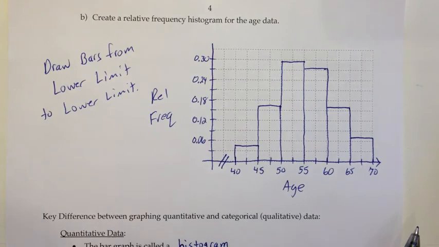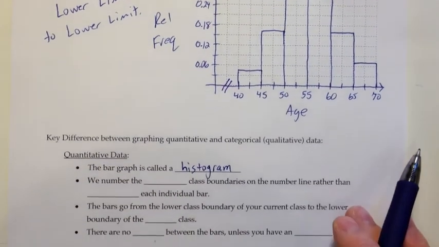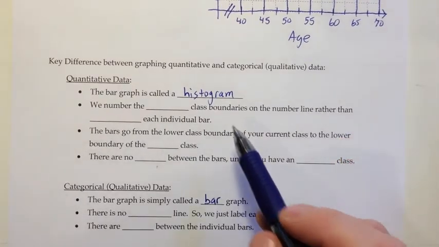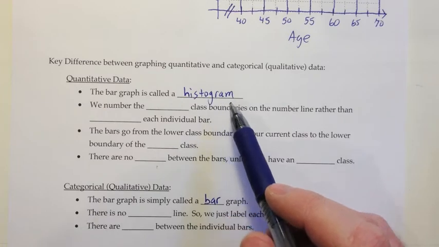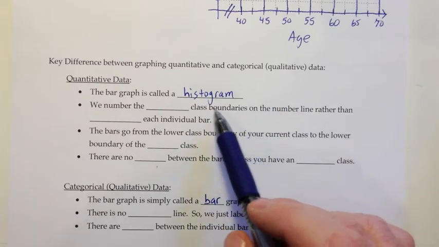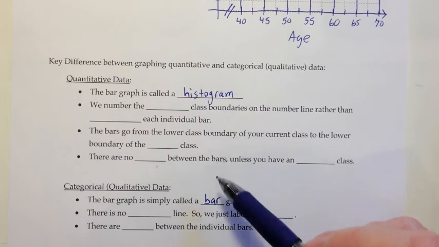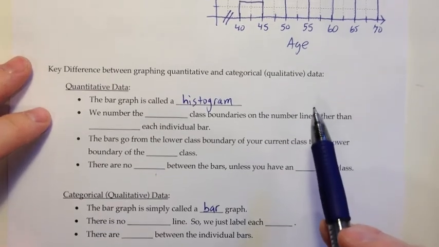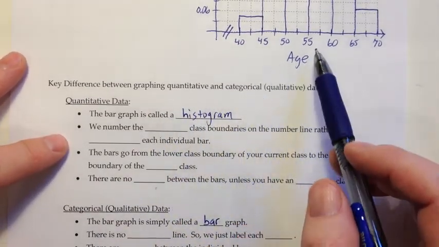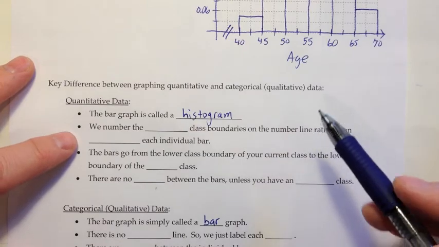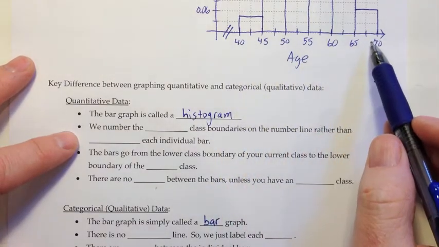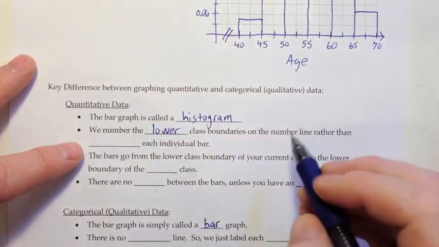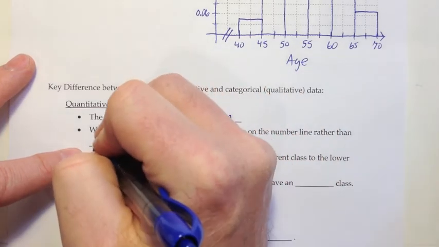And it's kind of important to know that, because when you move on to statistics and you start using statistical software to draw these graphs for you, you'll see that if you ask for a histogram but all of your data is categorical, it won't show any columns because it'll be looking for numerical ones. So it's important to know the names: histogram for quantitative and bar graph for categorical. So now let's go ahead and finish off some of the notes about the quantitative type, like for the ages of the president. So when we draw our number line here, we number the lower class boundaries or lower class limits on the number line rather than labeling each individual bar.